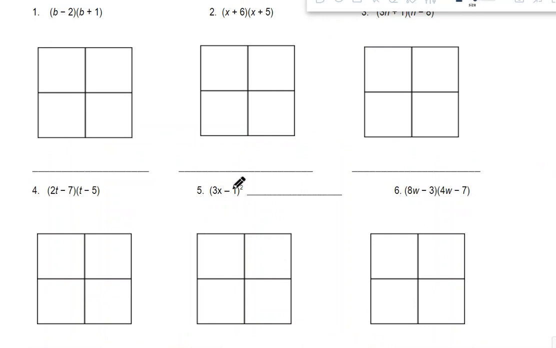All right, so 3x minus 1 squared. What does that mean? Well, that means I'm doing 3x minus 1 times itself, right? Just like if I had 3 squared, that's the same thing as 3 times 3. So if I have 3x minus 1 squared, I'm going to do 3x minus 1 times 3x minus 1. I'm timesing it by itself. So we can use this box method and figure that out.